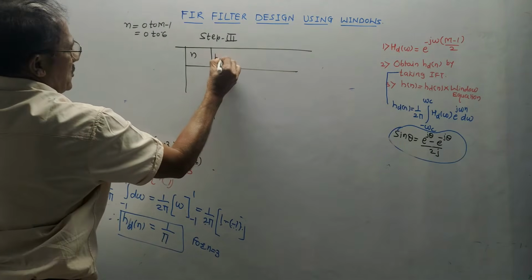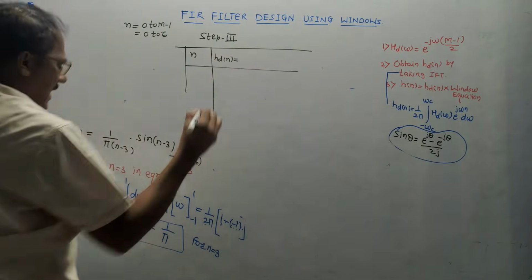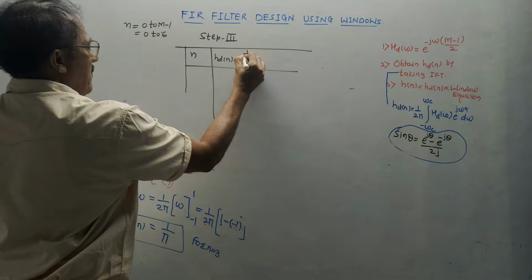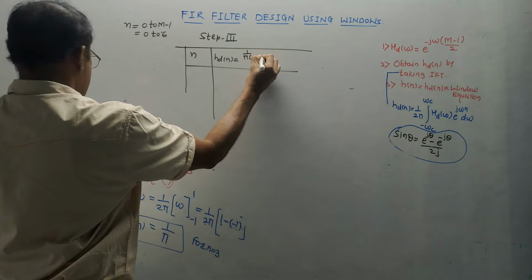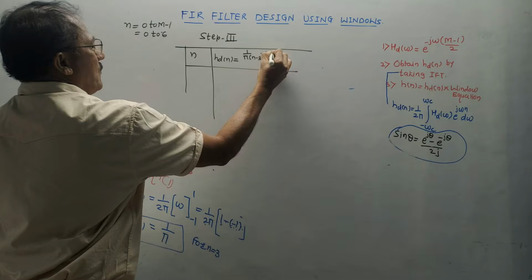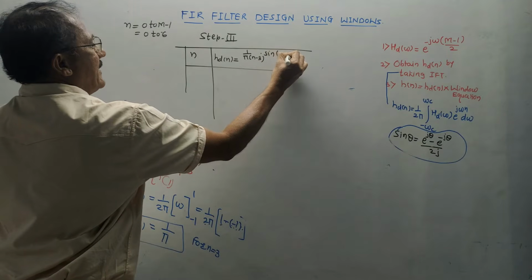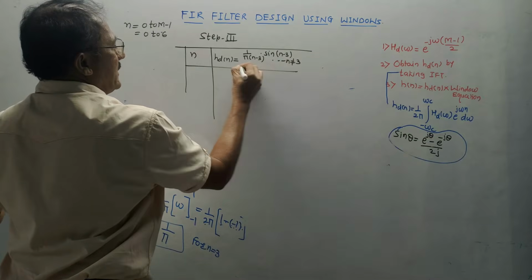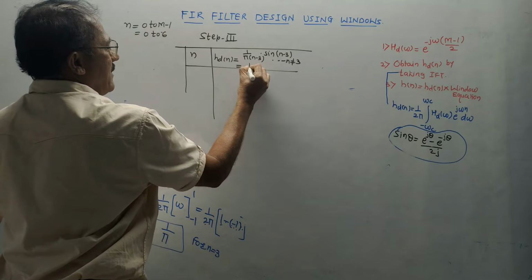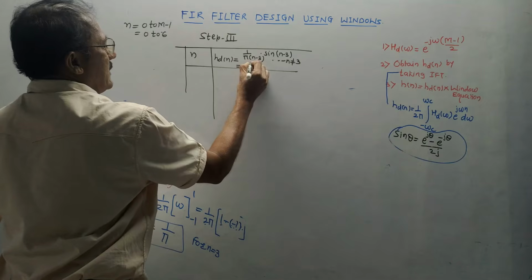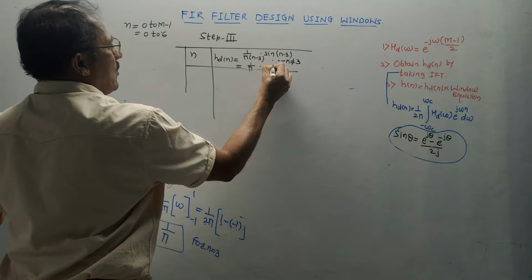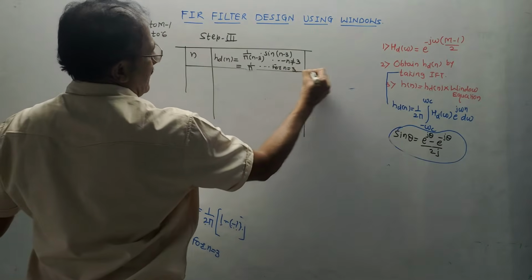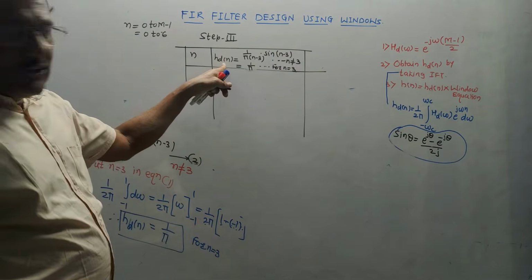Second, hd of n. In the table itself, be habitual of writing the formula. We have derived this formula: it is 1 by pi into n minus 3, sine of n minus 3, this is for n not equal to 3, and we have one more answer, 1 by pi, for n equal to 3. This is the second column. I will be calculating the value of hd of n.